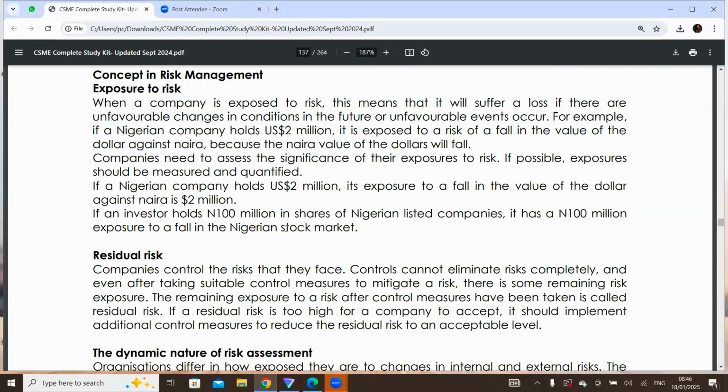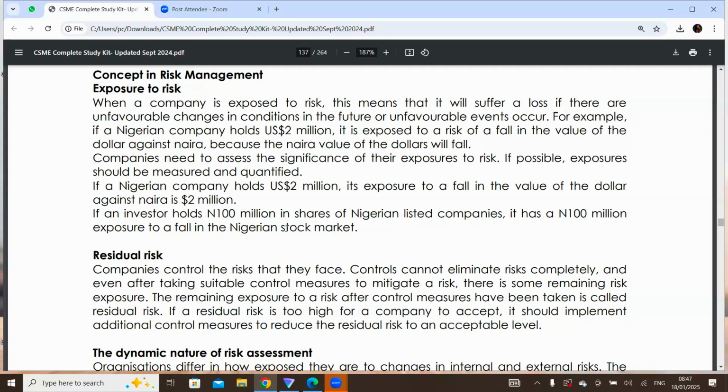Okay. So it simply means that a company will suffer a loss if there are favorable or unfavorable changes in the future, right? But for you to be exposed to a risk, it must be something you currently hold, right? So that's where we got the examples, for example, the moment a company is holding dollar, they're exposed to foreign exchange risks, where the price can increase, but there's a chance that the price can fall, right?